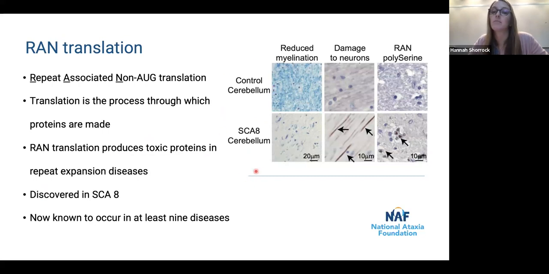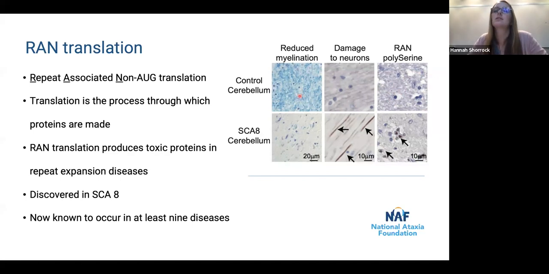What I'm showing you here is control and SCA patient autopsy tissue. This is from the cerebellum. You can see here that we have these dark red dots. These are the polyserine proteins within the cerebellum. These are present in our SCA8 cerebellum, but not in the control cerebellum here, which looks really nice and healthy.